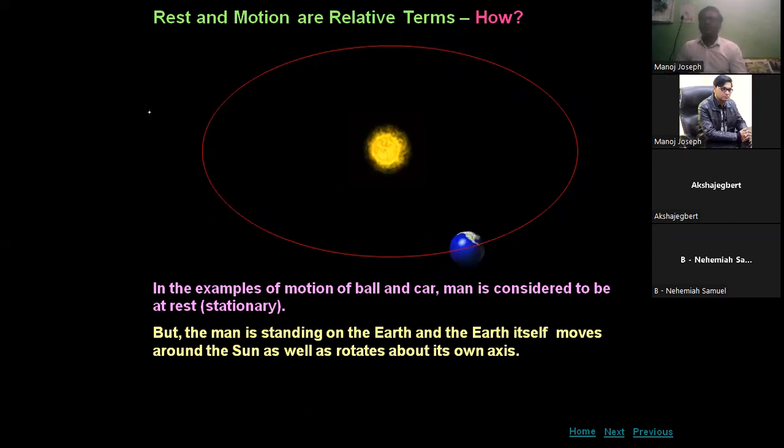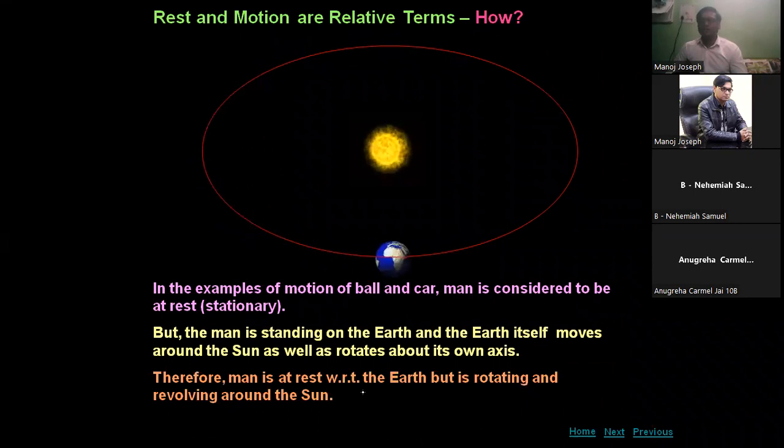So we only consider an object at rest. It is a consideration. Everything in the universe is continuously moving. Our galaxy is also moving. Our solar system is also moving. Our universe is also continually expanding. So no object in the entire universe is at absolute rest. We only consider the object at rest. Therefore, a man is at rest with respect to the Earth, but is rotating and revolving around the sun. So it is a very important initial concept of kinematics.